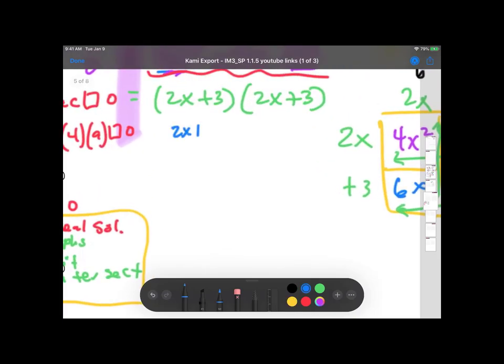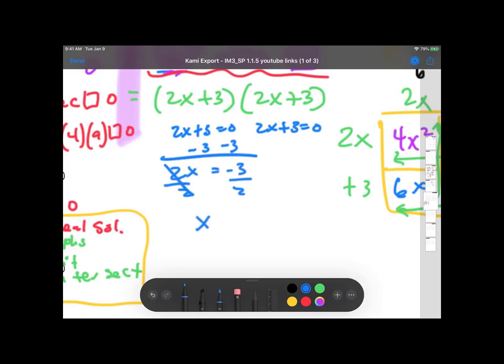You set these equal to 0. It's the same thing. Do it once, you've already done it. 2x equals negative 3. X equals negative 3 halves. So you get x equals negative 3 halves twice.